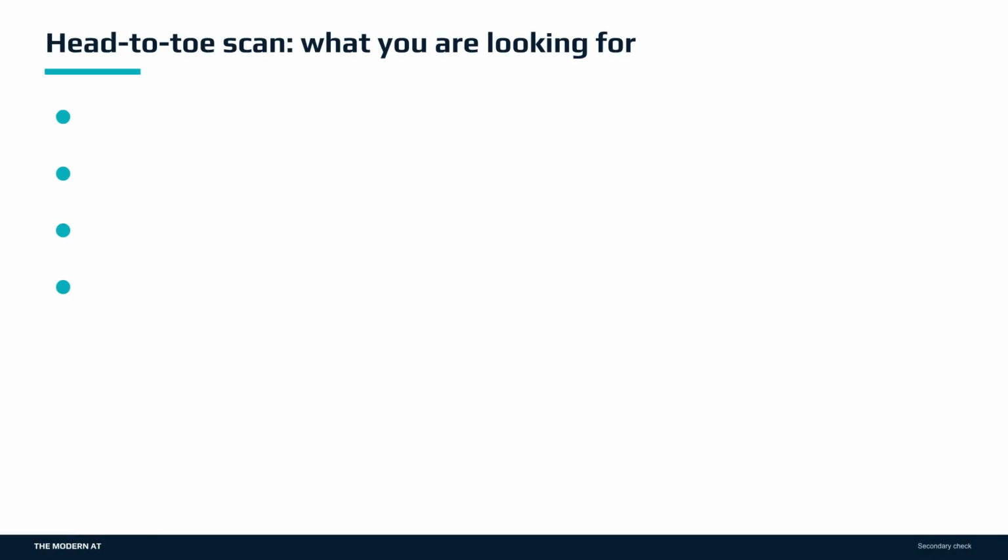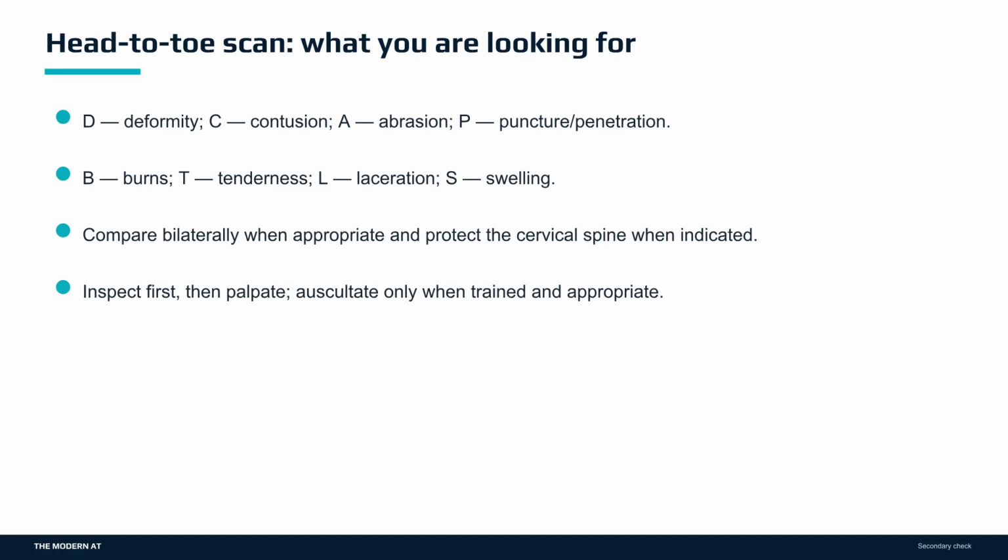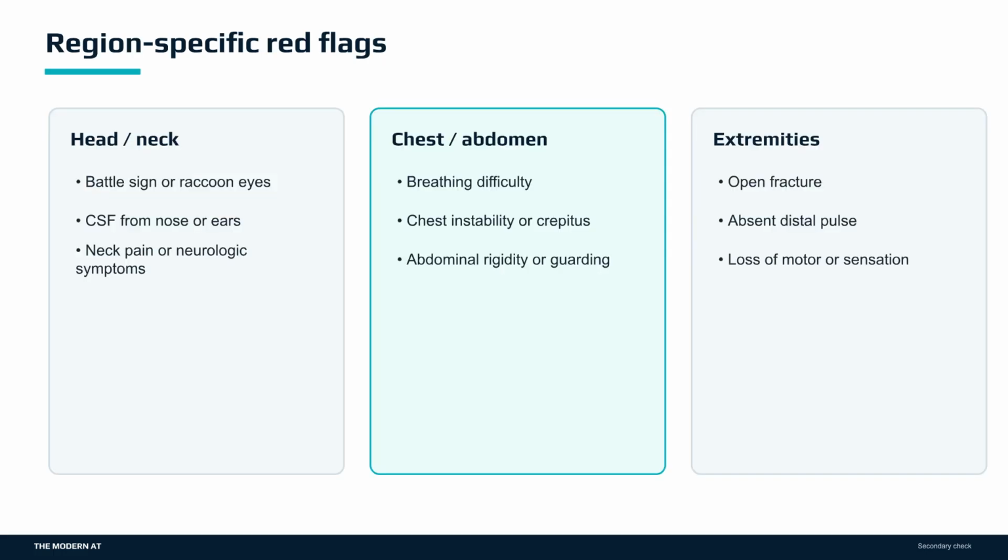Our head-to-toe scan uses D-CAP-BTLS to quickly assess for findings. D is deformity, C is contusion, A is abrasion, and P is puncture or penetration. B is burns, T is tenderness, L is laceration, and S is swelling. Always inspect first, then palpate. Compare bilaterally when possible. Red flags change the urgency of care.